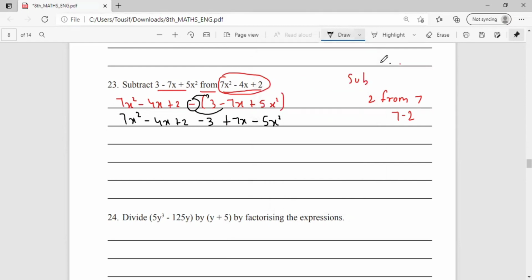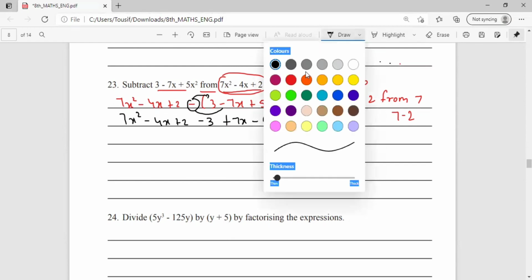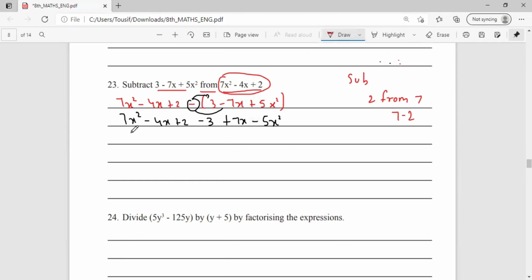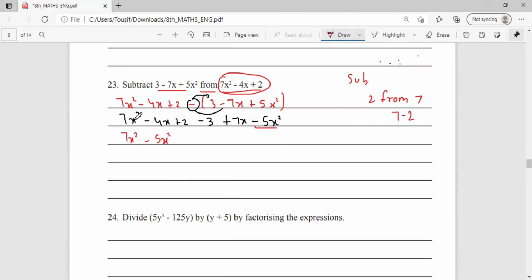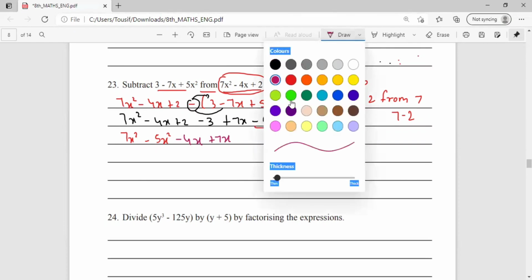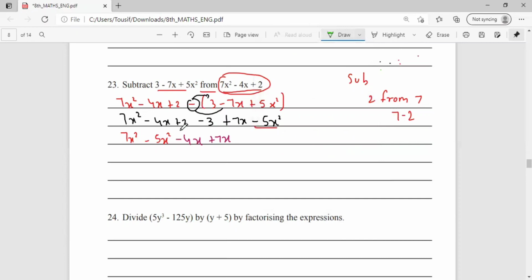Before the final conclusion, let us arrange the like terms. 7x square, and with that I write minus 5x square as our like term, because both terms have the same variable. The next one is minus 4x plus 7x. And the last ones are plus 2 minus 3.